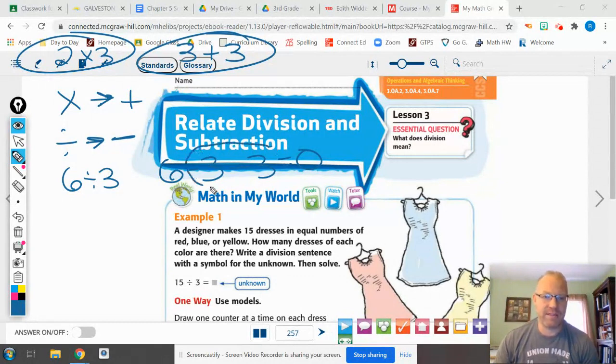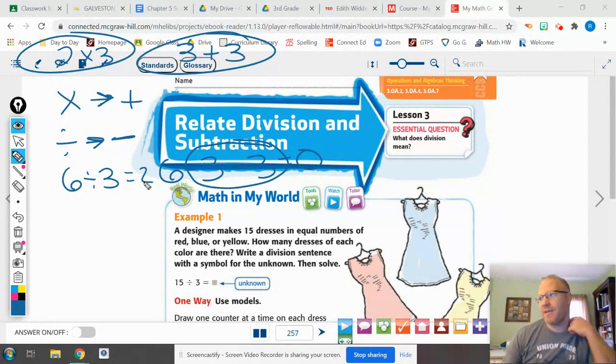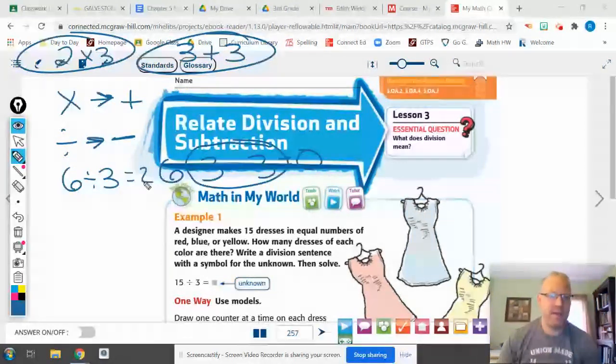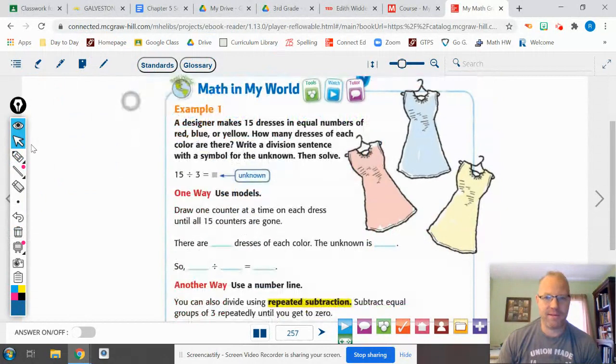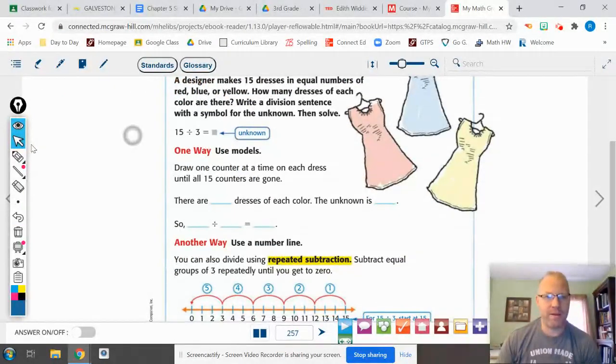So how many 3s did we have to take away? We took away 2 3s. So that would be 6 divided by 3 equals 2. That's how division is related to subtraction, similar to how multiplication is related to addition. So getting started, just make sure that you have that understanding in your mind. Let's go into example 1.